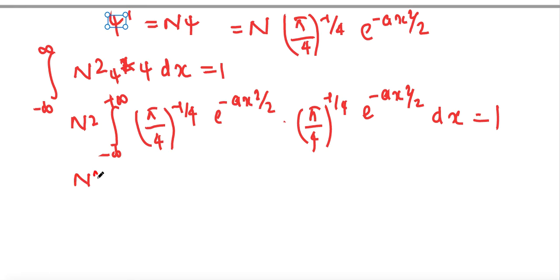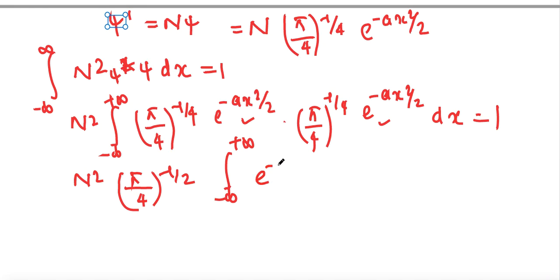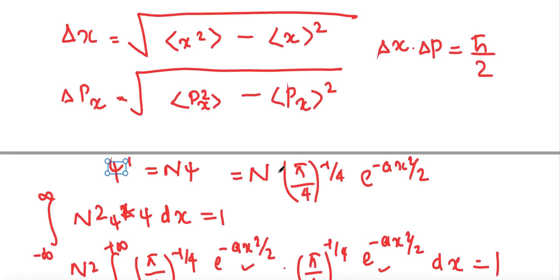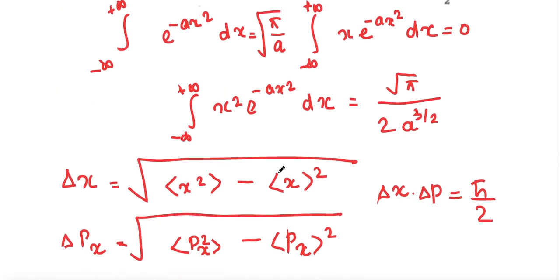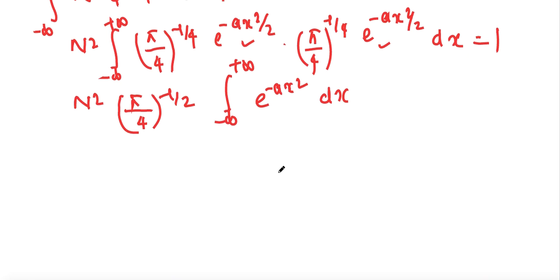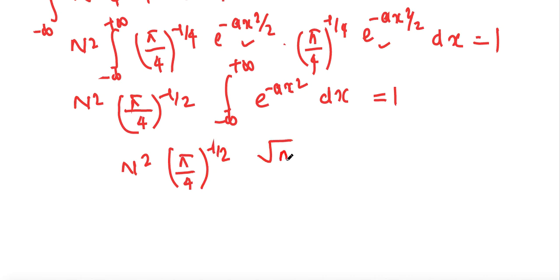So we can take the constant outside. This becomes (pi by 4) raised to minus 1 by 2 times the integral from minus infinity to plus infinity, and this and this become e raised to minus ax square dx. We know the value of this, already I have written here: e raised to minus ax square dx is root pi by root a. So this is equal to 1, and this is n square into (pi by 4) raised to minus 1 by 2 root pi by root a. This is equal to 1.